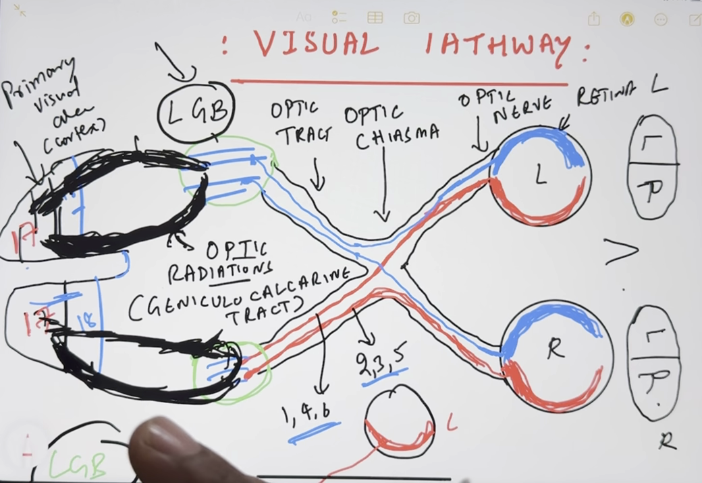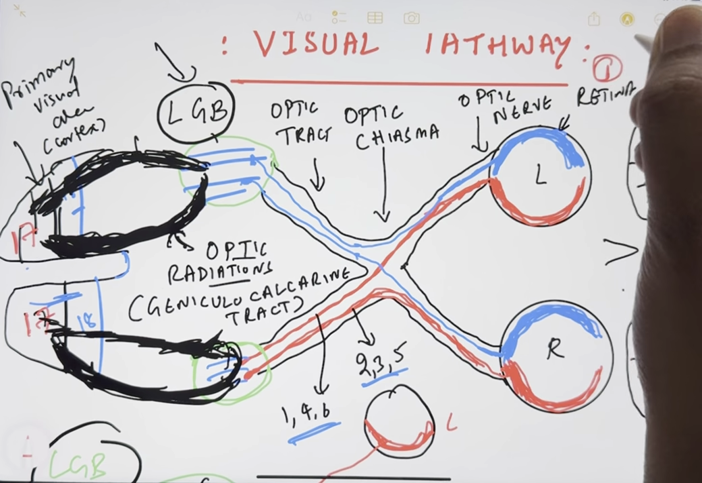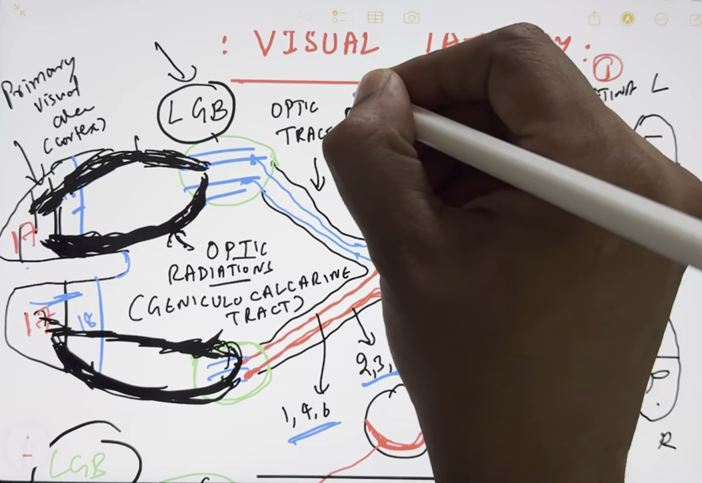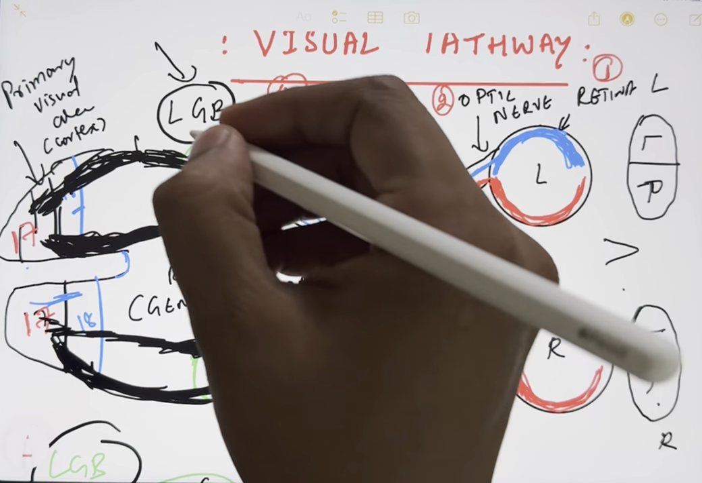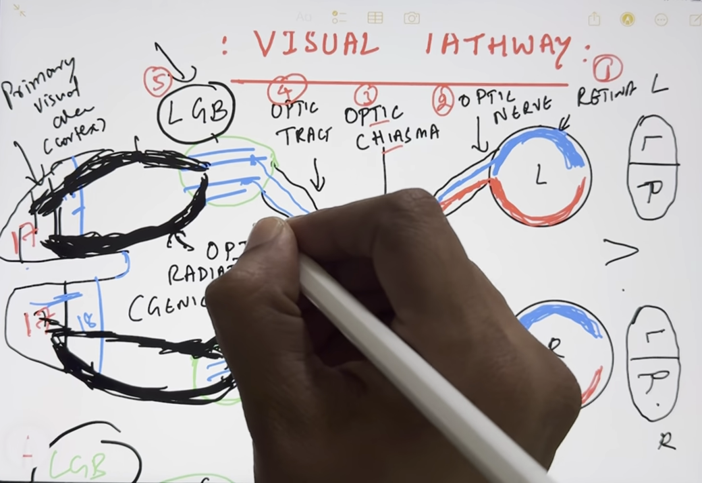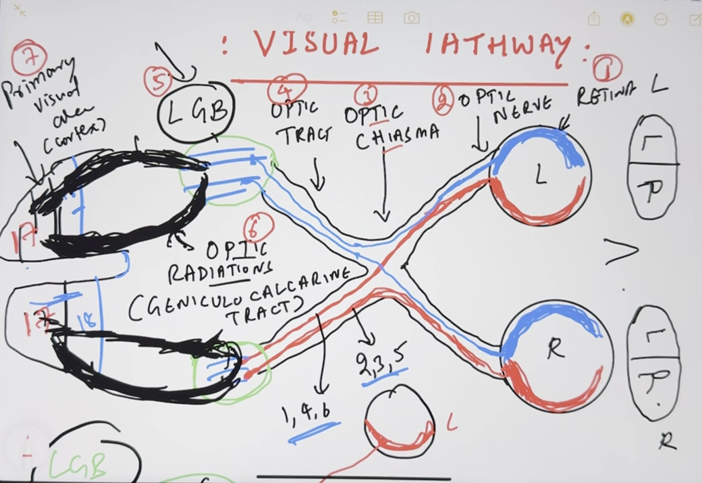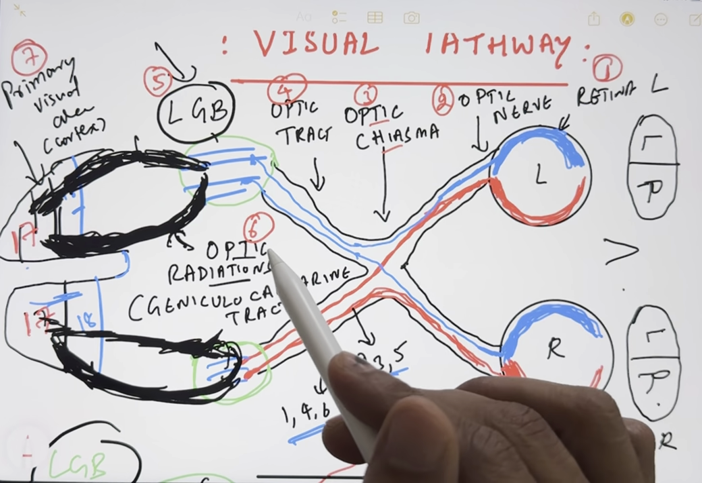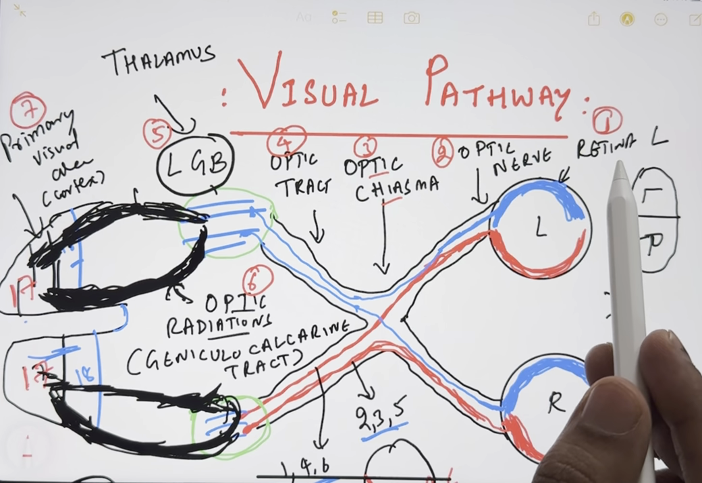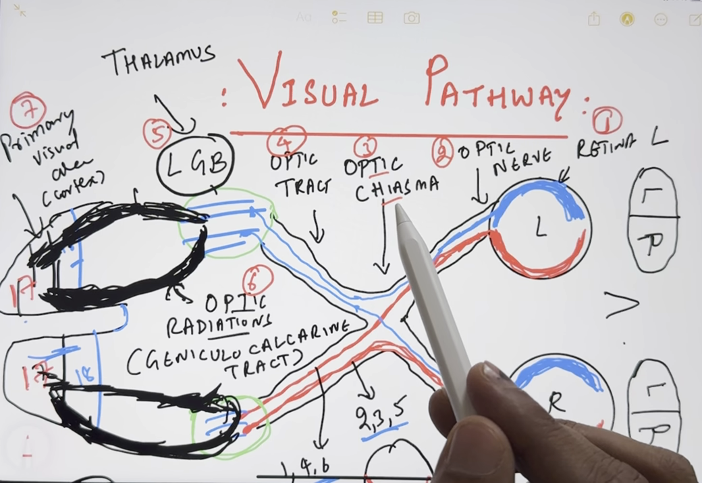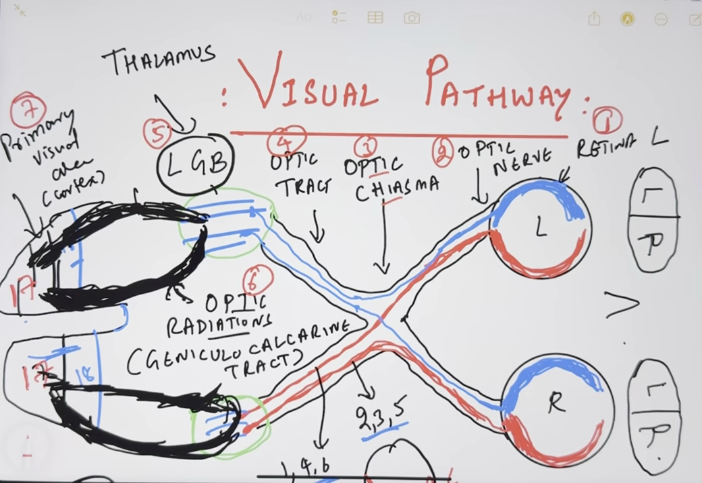Now, these structures constitute the visual pathway. Let me highlight that. First is the retina, second is the optic nerve, third is the optic chiasma, fourth is the optic tract, fifth is the lateral geniculate body, sixth is the optic radiation, and seventh is the visual cortex, or the primary visual area. These 7 structures are known simply as the visual pathway. So the visual pathway starts from the retina, ganglion cell layer, then optic nerve, optic chiasma, optic tract, lateral geniculate body, optic radiation, and primary visual cortex.